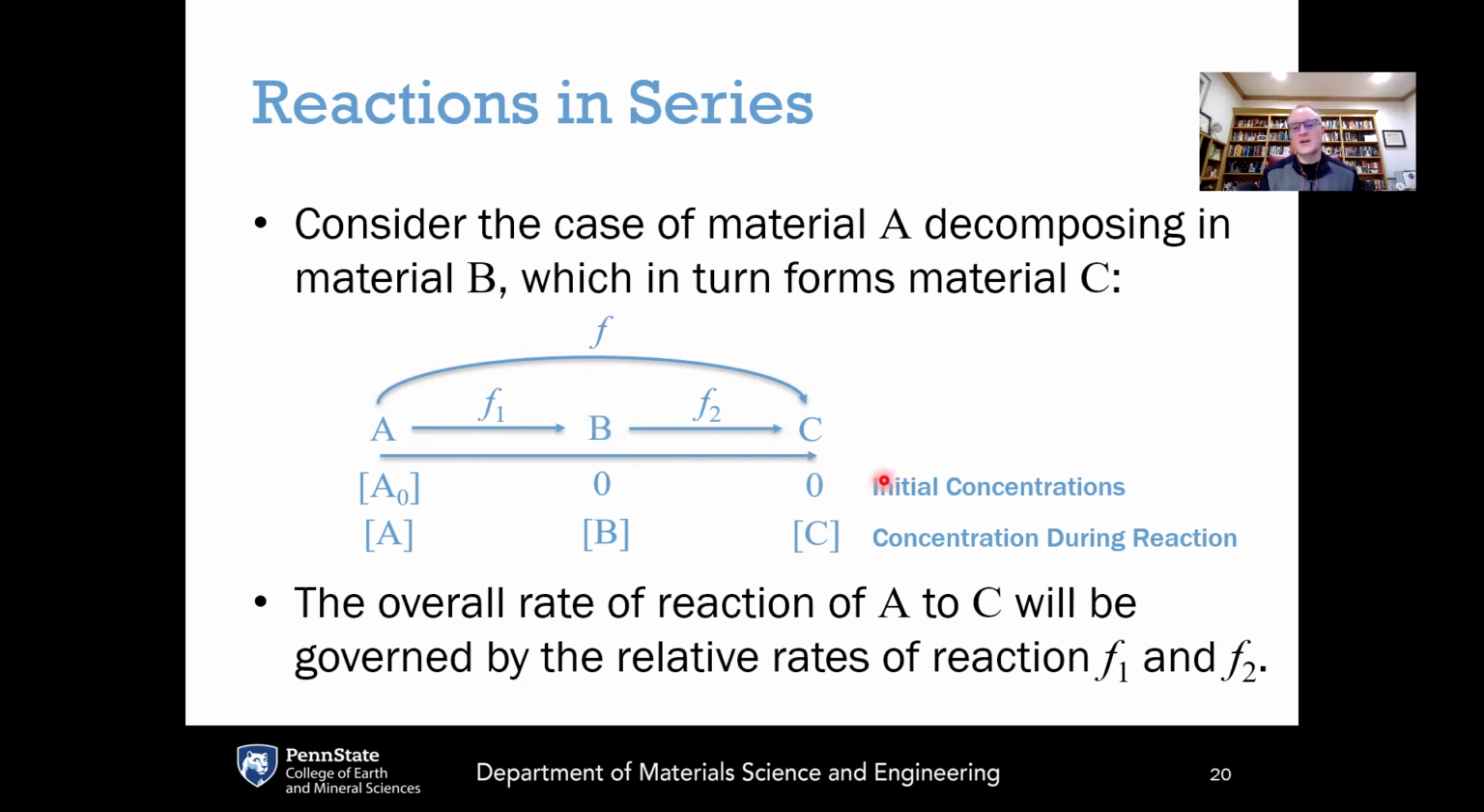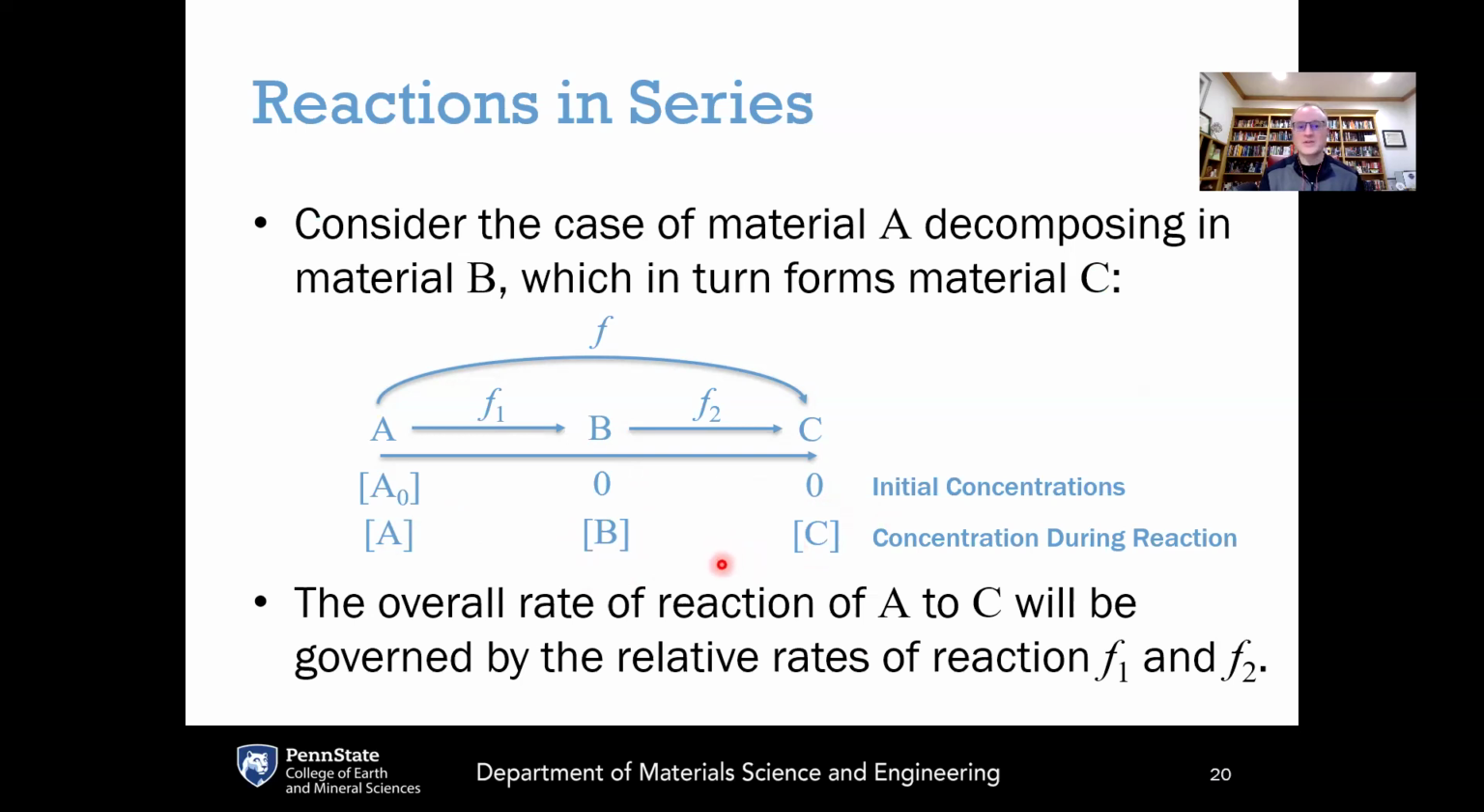Now let's suppose that our initial concentrations of the species are that we've got a 0 amount of A and 0 of B and 0 of C. Then what we want to know is what are the concentrations of each of these species, A, B, and C, at any point in time during the reaction itself.